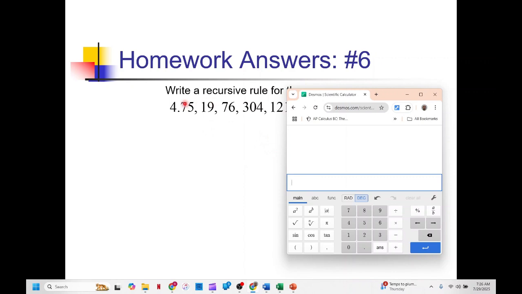I don't really know what I would have to multiply 4.75 by to get 19, but let me check. 19 divided by 4.75, that comes out to 4. All right, now how about 76 divided by 19? 76 divided by 19 is also 4. This is promising. Let's do 304 divided by 76. And that comes out to 4 as well. So I think we can safely conclude that we have a common ratio of 4.